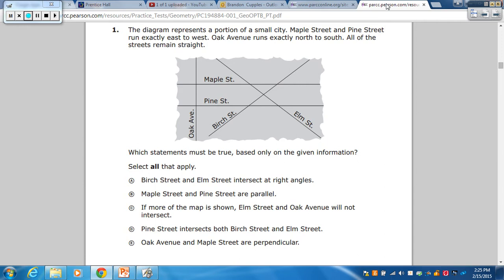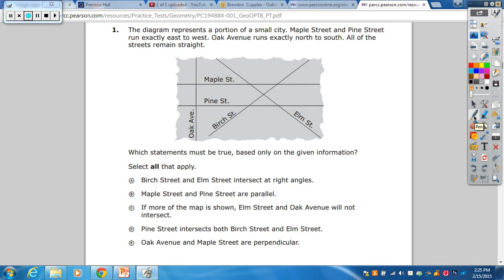So this first problem right here is one of those I would expect us to get. It says: the diagram represents a portion of a small city. Maple Street and Pine Street run exactly east and west, so these two run east and west of each other. Oak Avenue runs exactly north and south. All right, so the first thought that should be going through your mind is that if this one runs north and south and these two run east and west, then these are going to be perpendicular to each other. I'm going to start with that before we even do anything else. And all the streets remain straight.